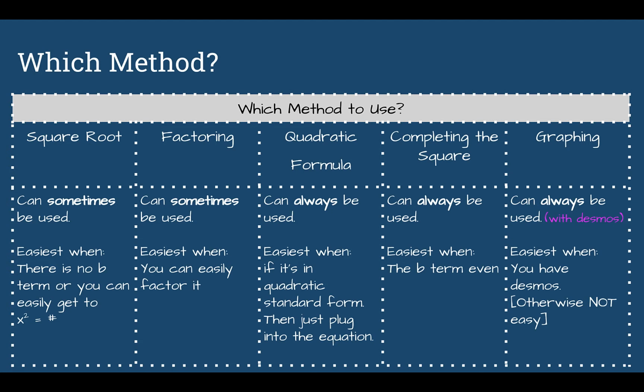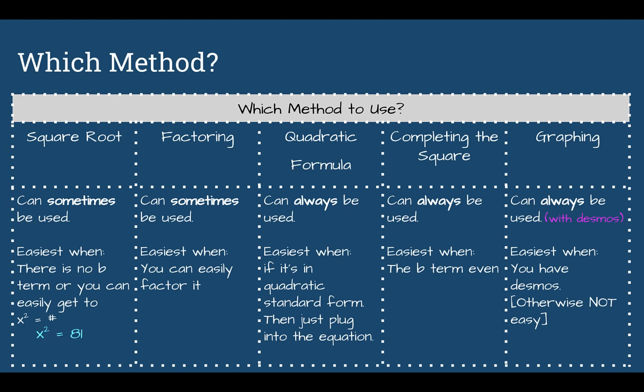So when should we use the square root method? This method can sometimes be used, and it's easiest when there is no b term. In fact, if there is a b term, you really can't use the square root method. Or it's easiest to use if you can get to x squared equals a number pretty easily.